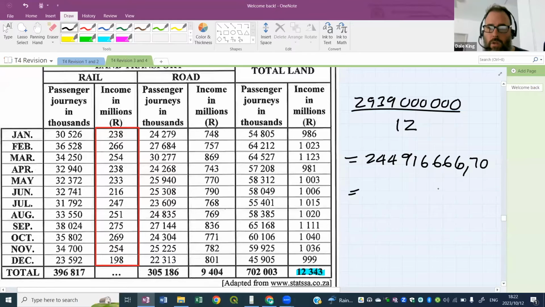So that's 244,916,666 and 70 cents. Remember, these are all rands because it's income. So I'm just going to put the rand symbol there, and I don't need to round it off. It is already rounded off. There we go. Well done. Okay, so you guys are getting the right answer. Just remember that you need to show this in millions.